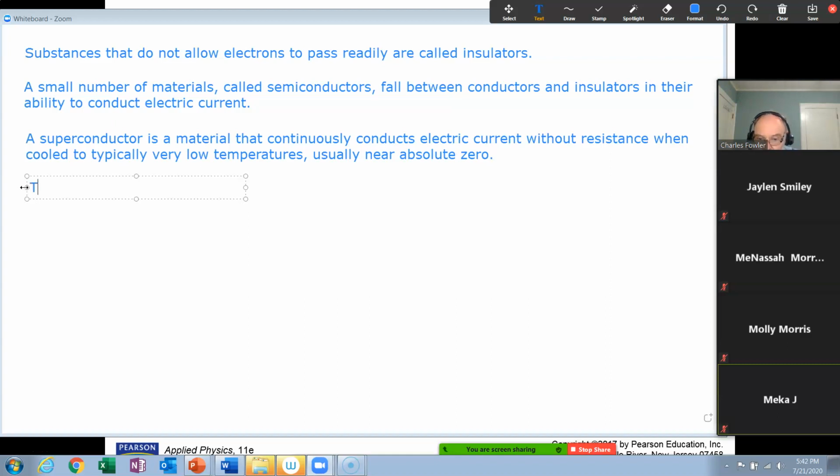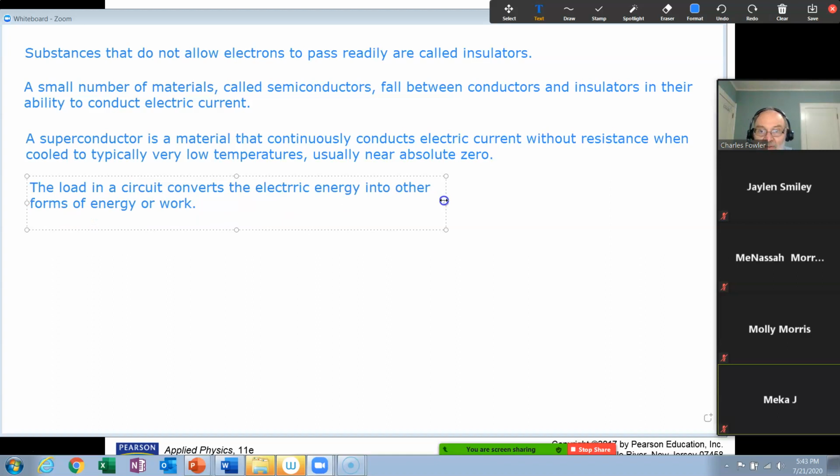The load in a circuit converts the electric energy into other forms of energy or work. Remember, energy and work have the same units. Okay? So this was the load.